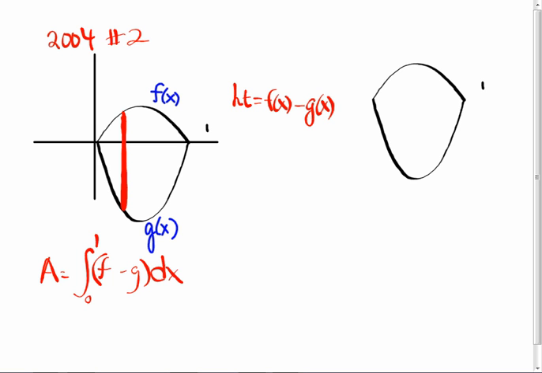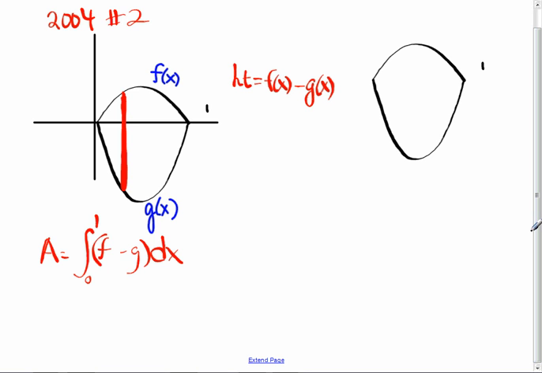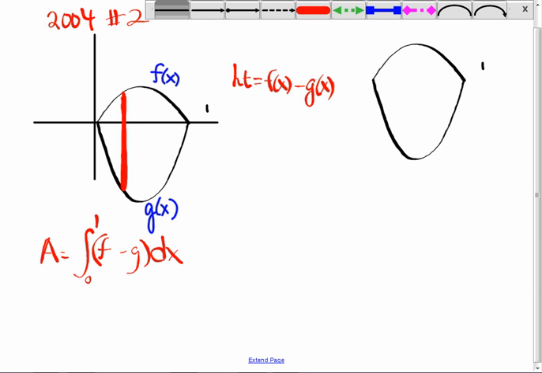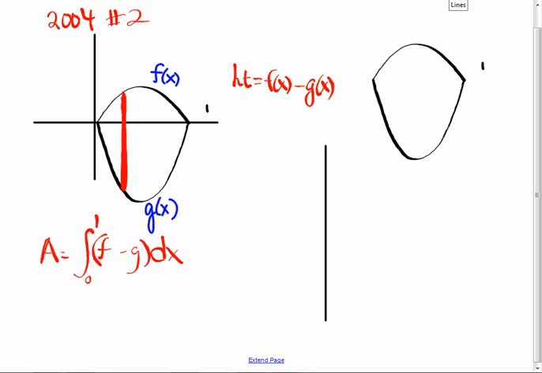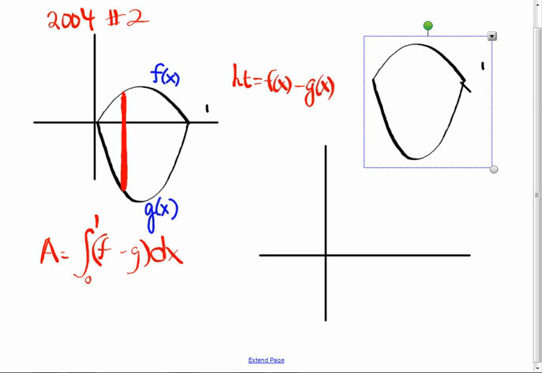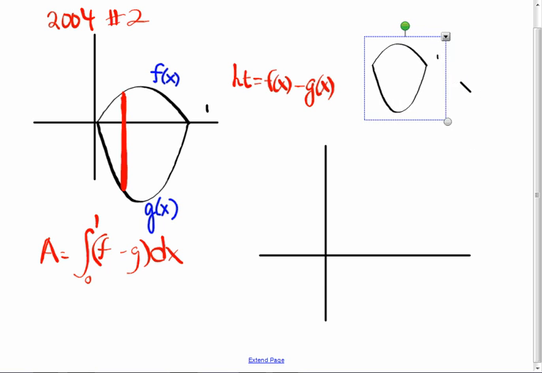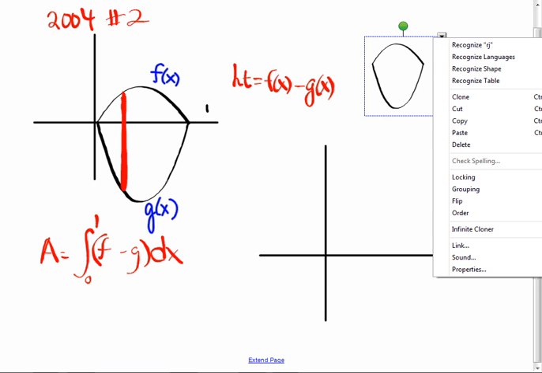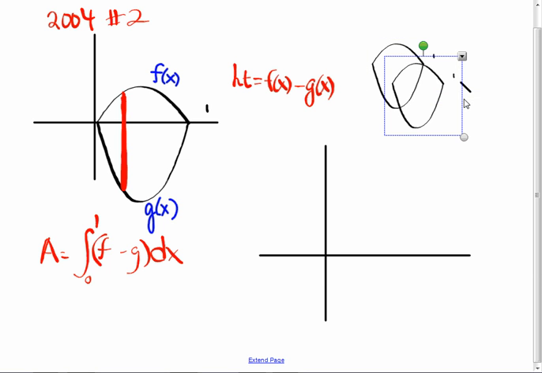Okay, find the volume. I'm going to rotate that around y equals 2. So I'm going to redraw this thing. I do not have enough space, so I'm going to make it smaller. Okay, you guys, you have it drawn?